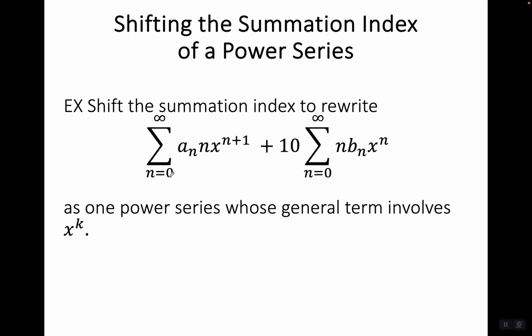Okay, what's the problem? Why can't you just add these together? Notice that the first series has x to the n plus 1 here, and the second series has x to the n. You can't easily add those together. It's like adding feet and meters. It's not going to work. You need to convert one to the other.